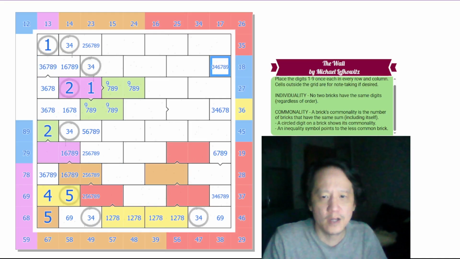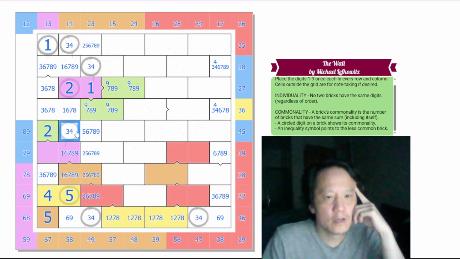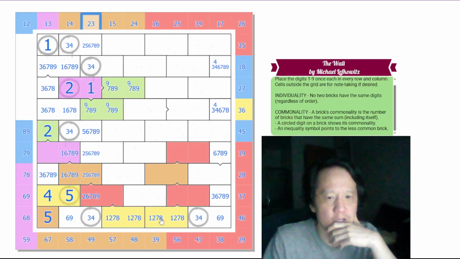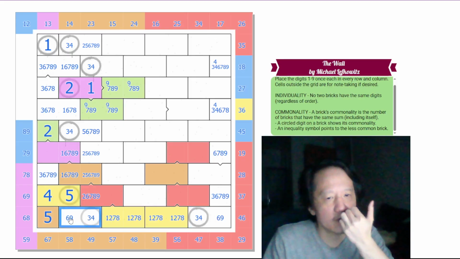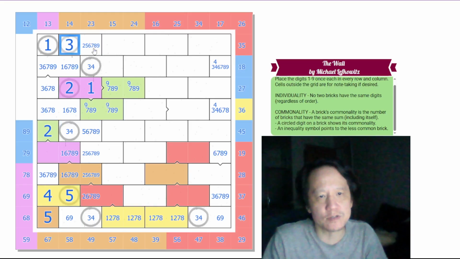There's no 4 here. So 4 has to be one of these digits here. Cannot be here because of the 4, 5 pair in the row. So it can't be 5. 3 has to be with, to be commonality 3. 3 can be with 9, but we know one of these has to be 3, 9 already. To be commonality 3. So, or 2. So 2 has to be here. So then this has to be 3 and 2, which is commonality 3.